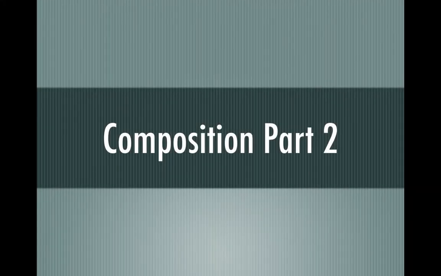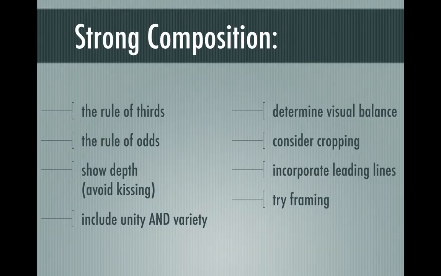Here is the second part of the video covering composition and what you'll need to know for our unit on photography in Art Foundations. You should remember from the last video, we covered an introduction to what composition means in visual art and the first four rules: the rule of thirds, the rule of odds, showing depth, and unity and variety. In this video, we're going to cover using balance, cropping, leading lines, and framing.